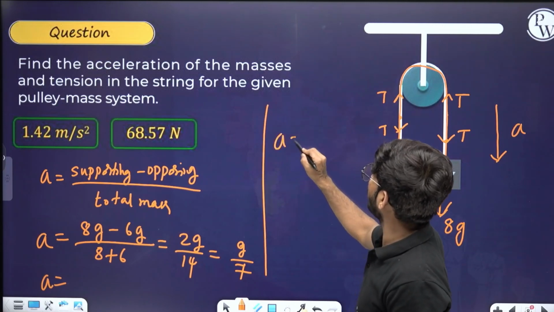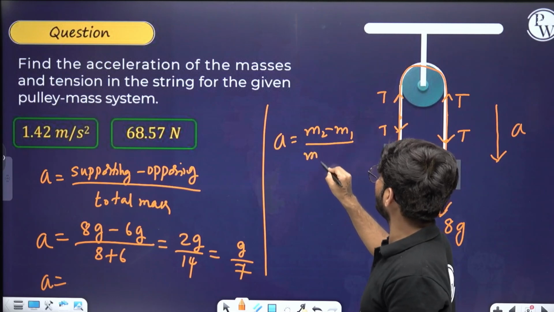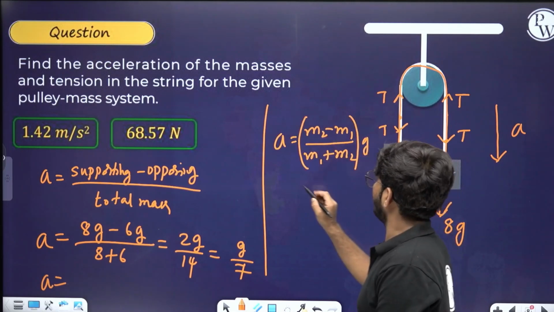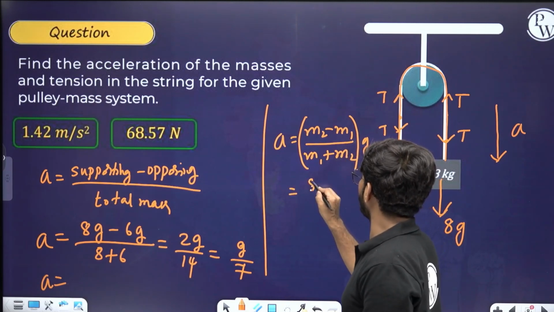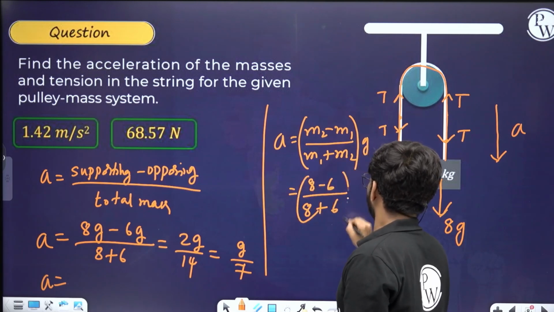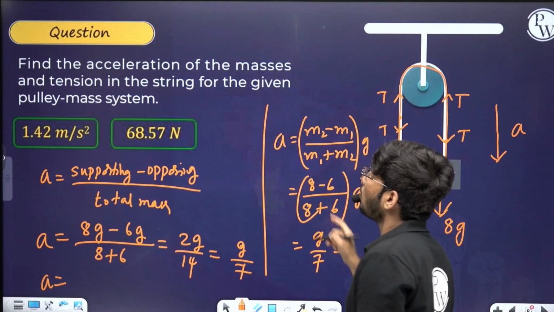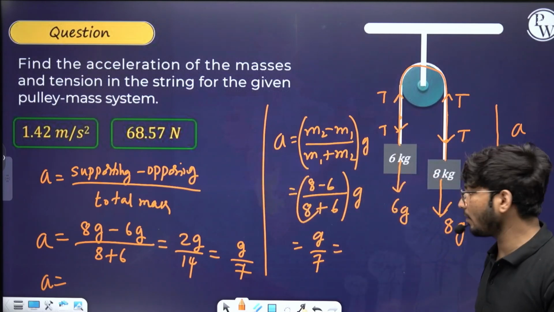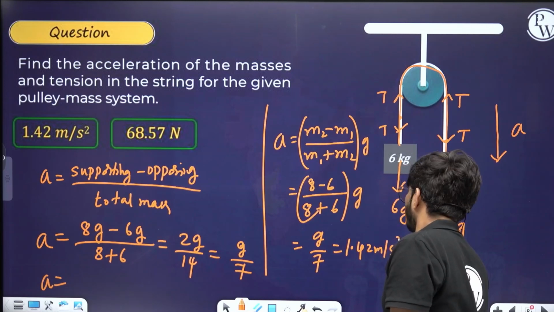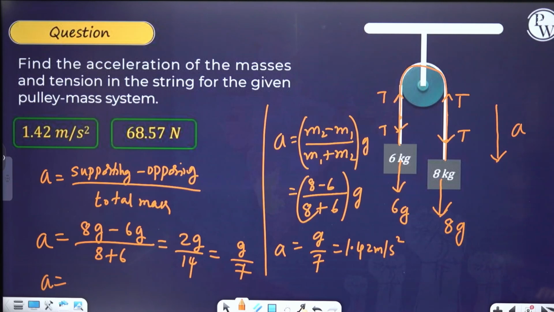Acceleration is G divided by 7. Or if I use the formula m2 minus m1 divided by m1 plus m2 into G, m2 minus m1 is 8 minus 6, divided by 8 plus 6, into G. I get the same answer, G by 7, which is equal to 1.42. 10 divided by 7 is 1.42 meter per second square. This is the acceleration.